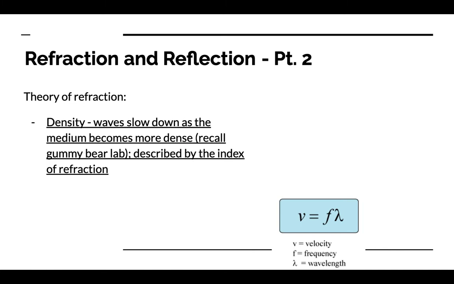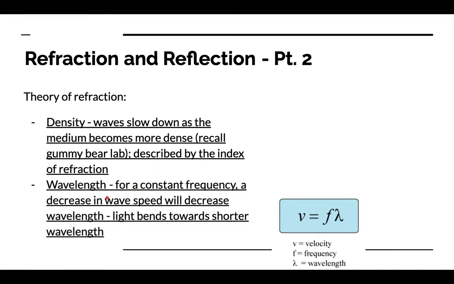Now the index of refraction does not always have to correlate with the density. I would imagine if I were a material scientist, there would be one or two materials that don't display the relationship I'm stating here. But more often than not, the higher the density of material, the higher the index of refraction. Okay? So if the density increases, the waves are going to slow down.